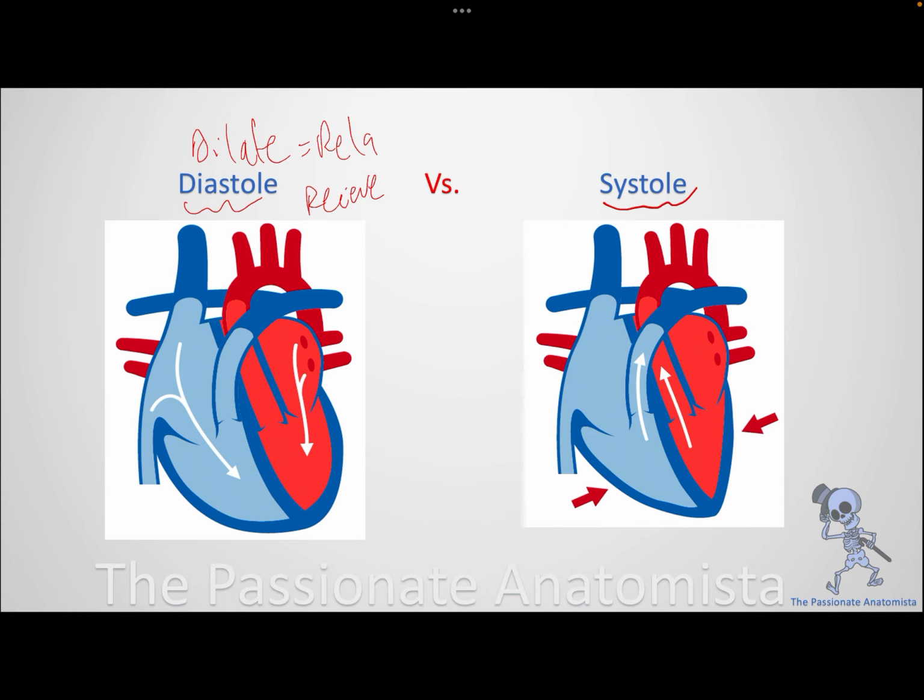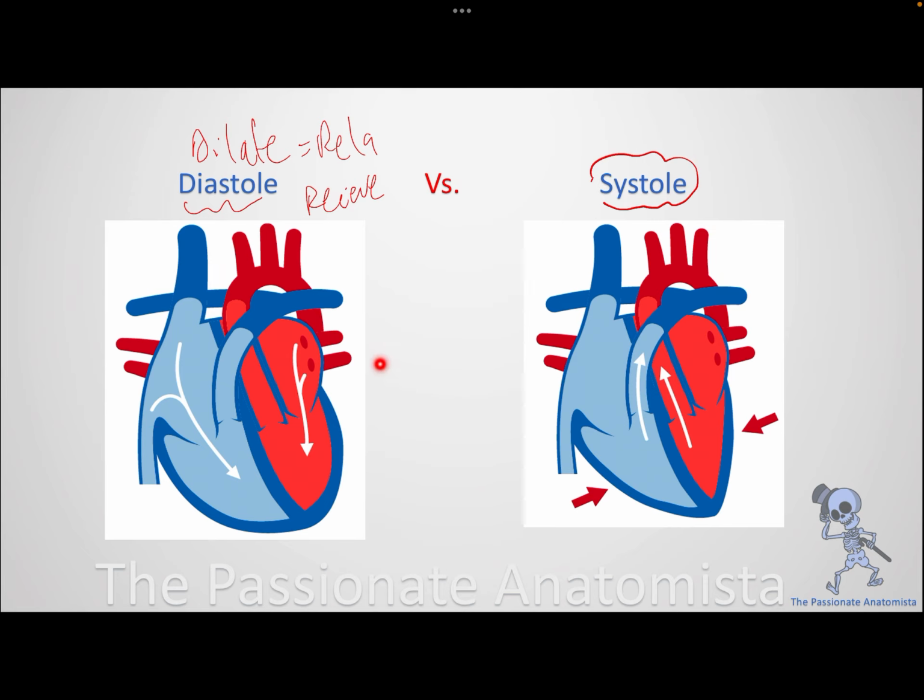However, systole is the opposite. It's when you send the blood to the lungs and to the body. It's when you contract the heart. So contraction of the heart, contraction of your ventricles, whenever you send the blood through the pulmonary trunk to the lungs and through the aorta to the body.